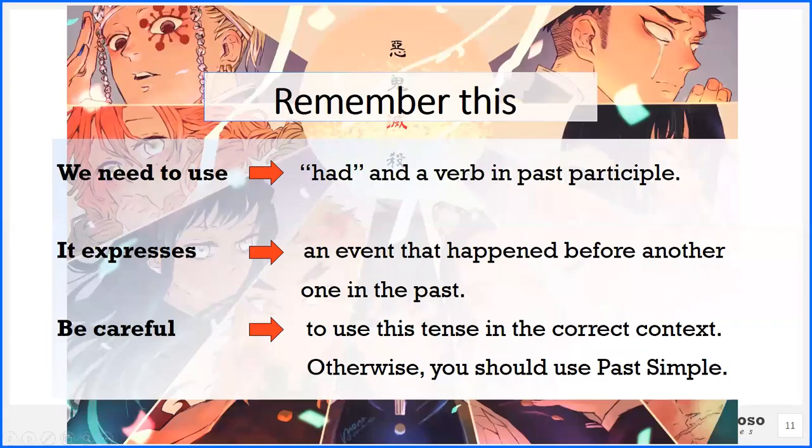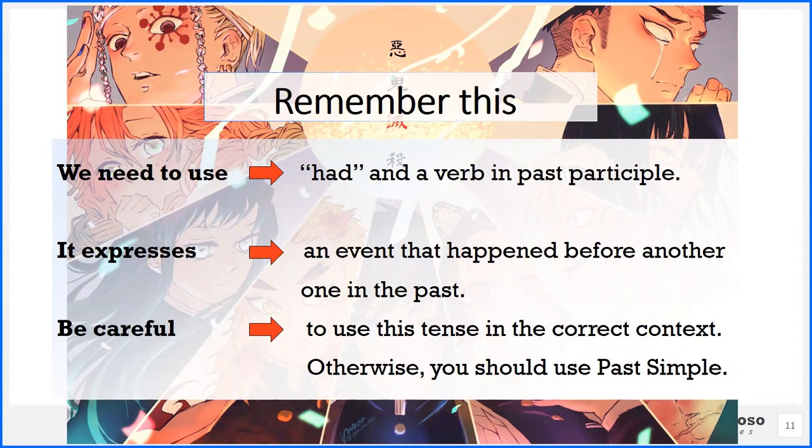And just a quick wrap up is going to be this. Just remember that we need to use had and the verb in past participle. So it's very important to remember the structures. It expresses an event that happened before another one in the past. That's kind of the main use that we give it. And we have to be very careful when we're using it. It depends on the context, right?